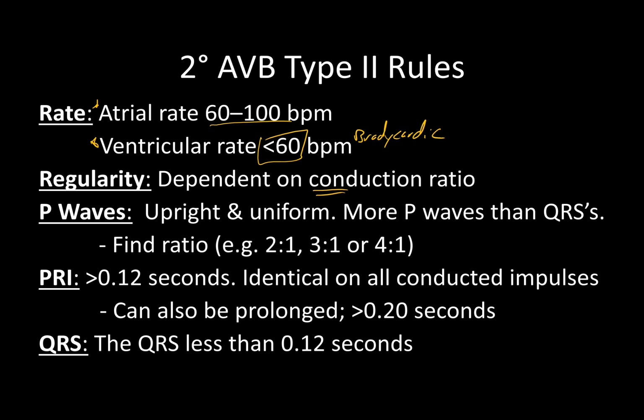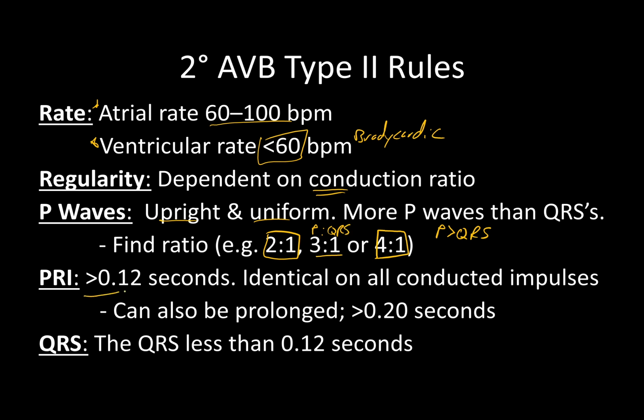As for your P waves, they're just fine. They're upright, they're uniform, but you will have more P's than QRS's. And if you have a regular pattern, it's really beneficial if you can figure out what your ratios are. Is there 4 P waves for every QRS? Or is it 3 P waves for every QRS? That's what we're talking about, P to QRS ratios.